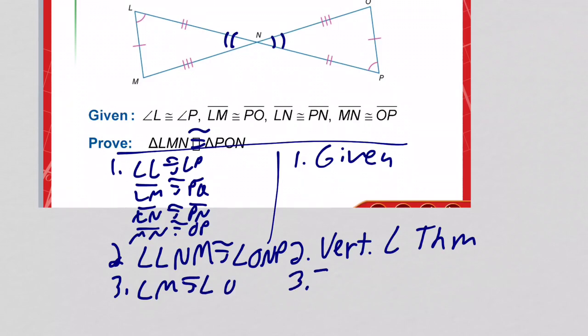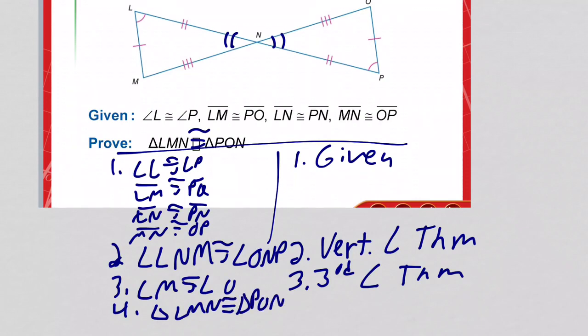I already know all the sides are congruent, so I can now go ahead and say that triangle LMN is congruent to triangle PON. Now the reason on this, the only reason we have, is corresponding parts of congruent triangles are congruent, and we call that CPCTC. Corresponding parts of congruent triangles are congruent. So if all the parts are the same, that means that the triangles are also the same.